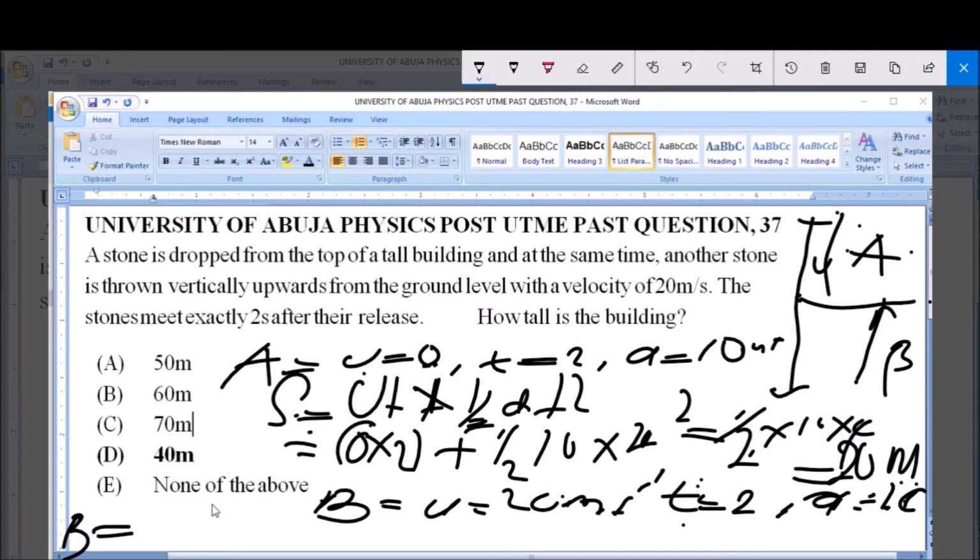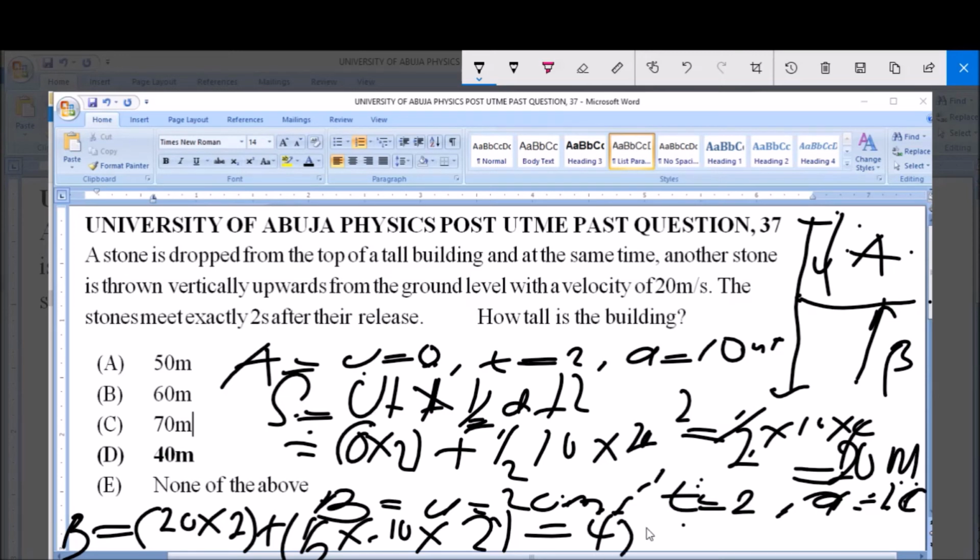So in respect to these figures, we have that for B, UT plus half AT squared is the formula, and our U, like I said, is 20 multiplied by 2, which is the T, plus 1 over 2. Our A is minus 10 multiplied by 2 squared. Now if you solve for that, 20 multiplied by 2 gives you 40. Now minus 10 multiplied by 4 gives you minus 40, divided by 2 gives you minus 20. So you have 40 minus 20, which would give you 20. So you have that for A the distance is 20 and for B the distance is 20.